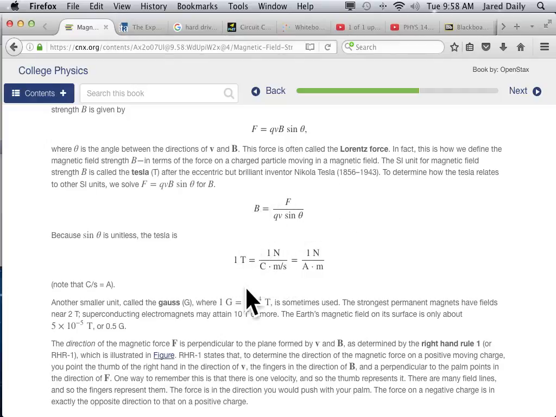And that unit, which is newtons over coulomb meters per second, we call the Tesla. And 1 Tesla of magnetic field is a lot of magnetic field. If there was a Tesla of magnetic field somewhere in this room, when you walked by it, your keys would be pulled towards that field if you walked within maybe a foot of it. So it's a pretty strong magnetic field.